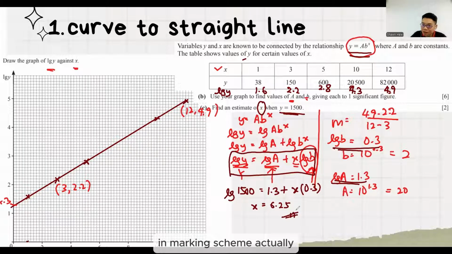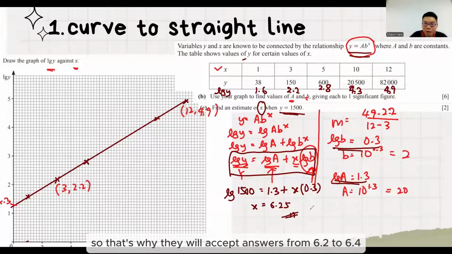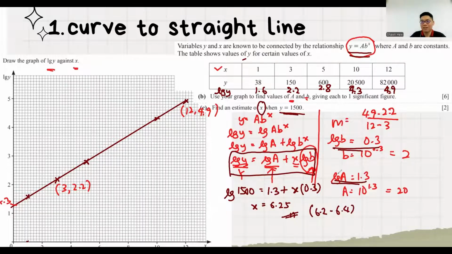In the marking scheme, actually they accept a range because this graph is drawn by you. So that's why the best fit might have a big difference. That's why they will accept answers from 6.2 to 6.4.